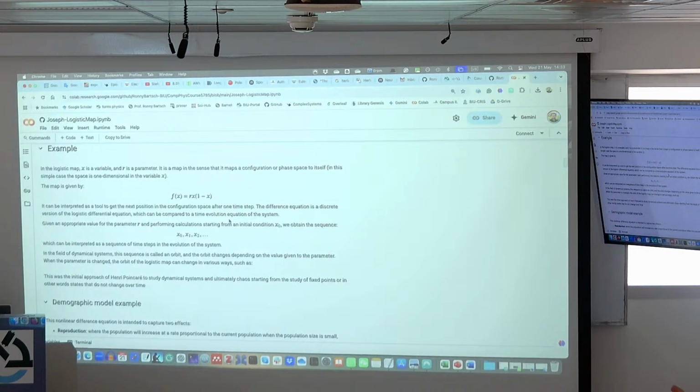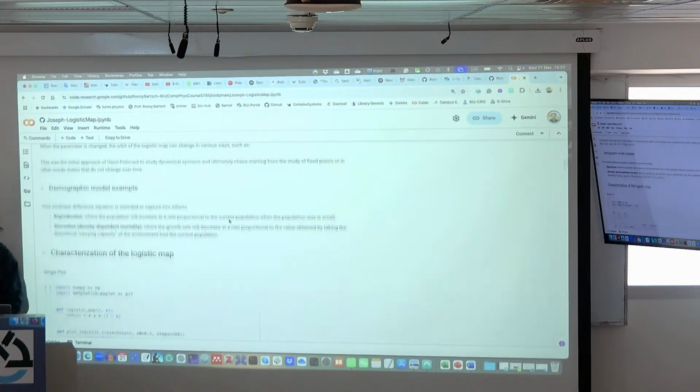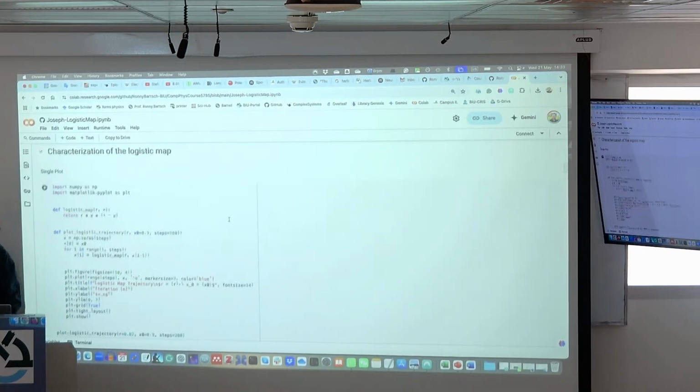So this was the Bernoulli. If you want to solve this equation, you use this Bernoulli ansatz that we studied in the first year. Good. Next.